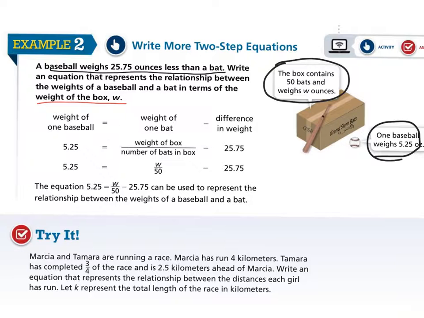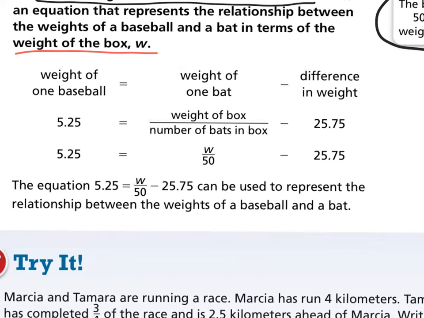So kind of like we did on the last problem, we could start with just a general statement here. We could say the weight of the baseball is 25.75 ounces less than a bat. So we could say weight of the baseball equals the weight of the bat. I would probably just go ahead and say minus 25.75. We can probably figure that part out to begin with. And then from there, it's just substituting. So weight of a baseball, we know weight of the baseball is 5.25 ounces.